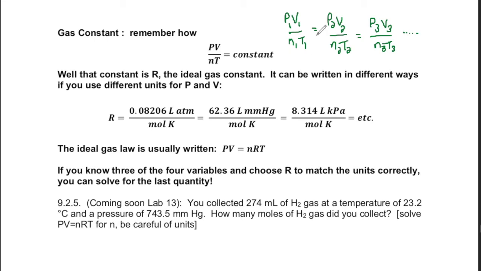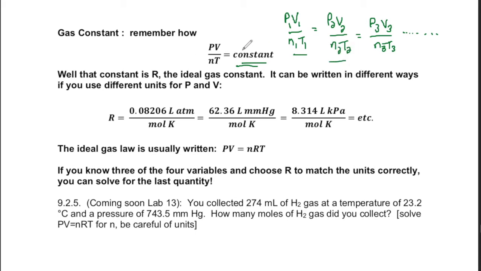So one of the things that the combined gas law is telling us is that the pressure times the volume divided by the moles divided by the temperature is always the same. So this first set of conditions will be the same as the second set of conditions, which will be the same as the third set of conditions, and so on and so on. So the pressure times the volume over the moles times the temperature is always going to be the same value. And so what we can do is figure out what that value is, and then we can use that for problems where there aren't two sets of conditions.